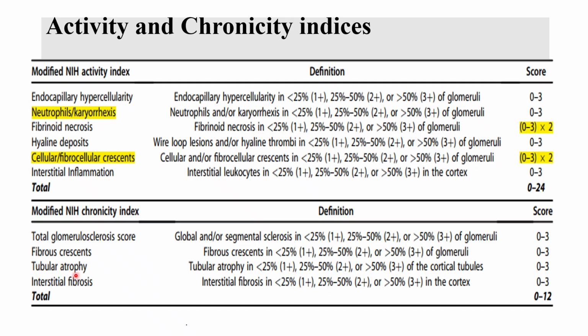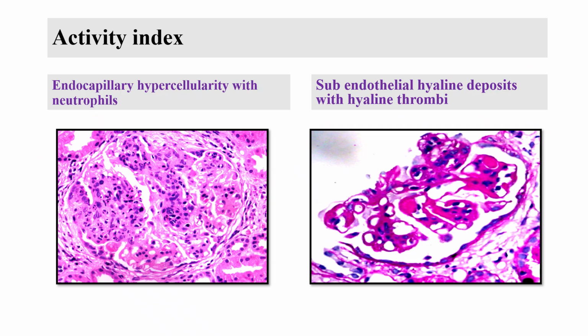Now we will see tubular atrophy. Similarly, like the fibrous crescent and the sclerosis, we will assess the tubular atrophy and the interstitial fibrosis. The interstitial fibrosis and interstitial inflammation we will assess in the cortex. So we will give a score. Hope you understand the activity and chronicity indices.